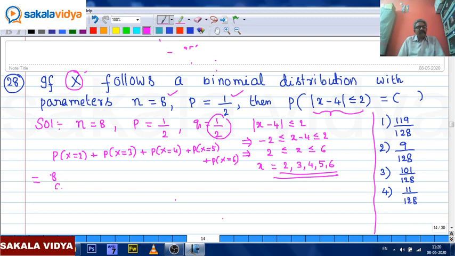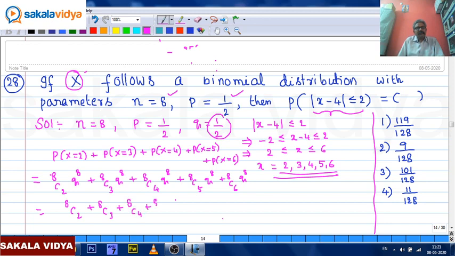This is 8C2, this will be q to the power of 6 and p to the power of 6, both are equal, pq. You can write q power 8 only, plus 8C3 q power 8, plus 8C4 q power 8, 8C5 q power 8, 8C6 q power 8. This will be 8C2 plus 8C3 plus 8C4 plus 8C5 plus 8C6 into q to the power of 8.